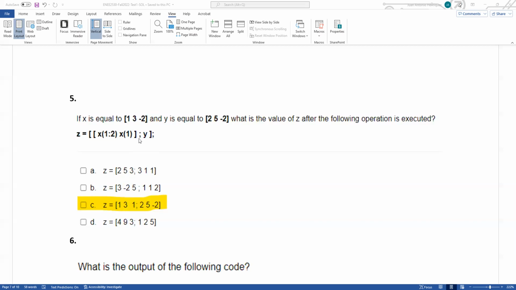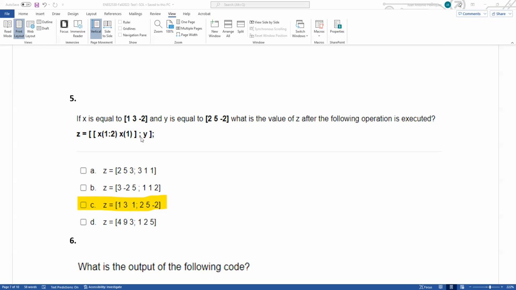Well, as you can see here, this first element, x(1:2), means it's just looking at the first and second elements in x, because it's a 1 by 3 matrix. So it's looking at the first element and the second element, which will be 1, 3. And then putting next to that will be the element x(1), which is, again, equal to 1. So the first set of brackets here will give you 1, 3, 1.